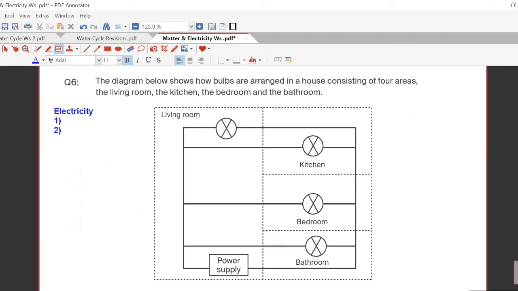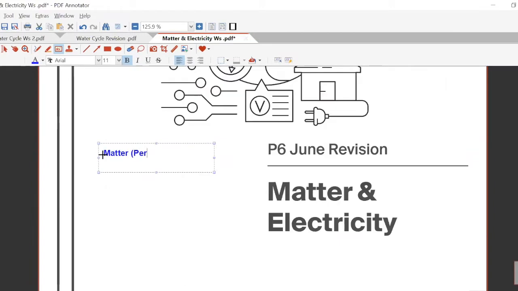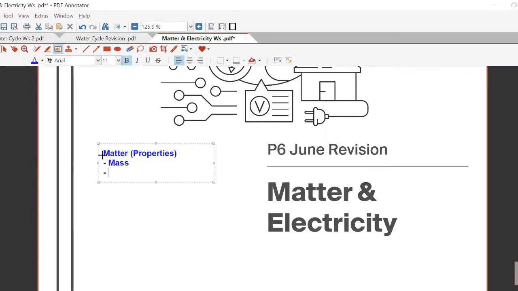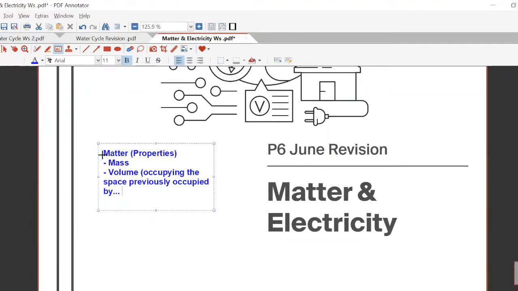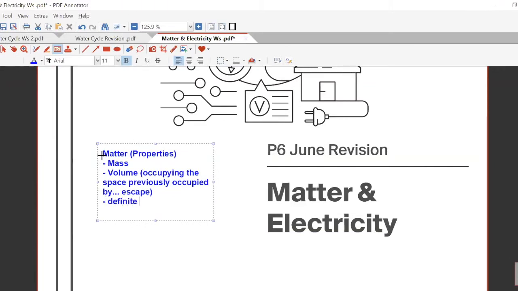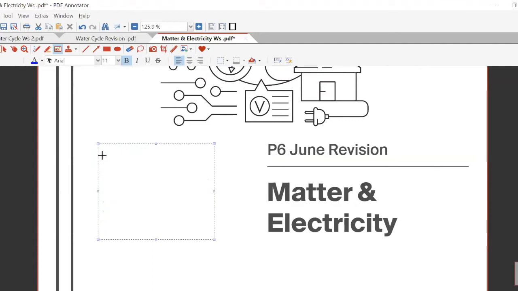I'm going to cover every single thing that you need for writing structure, okay? That will help you. Matter, tell me properties. Properties are mass and volume. All matter has mass and volume. Volume means occupying the space previously occupied by something. And also we have words like escape. Not only that, we have definite shape, definite volume. This depends on whether it's a solid, liquid, or gas, the different states of matter, and can be compressed. This is all for matter.